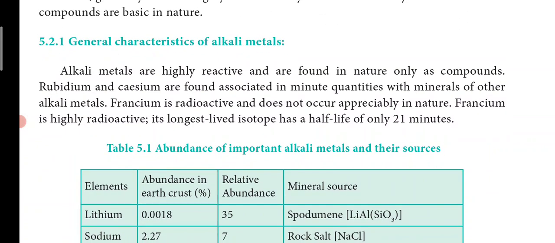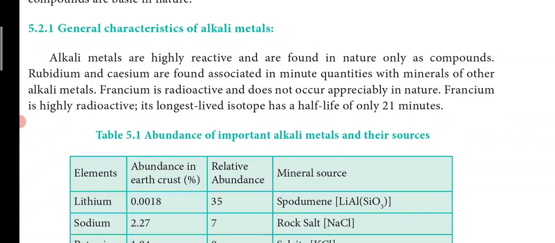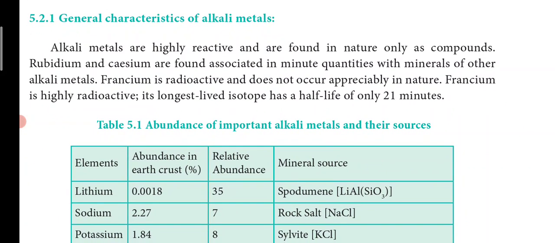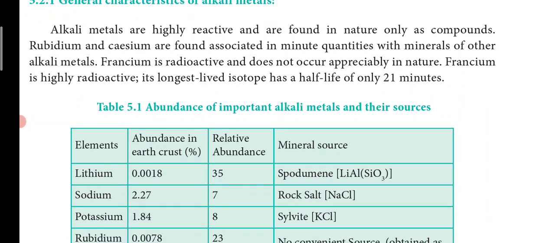So rubidium and cesium are found associated with the other alkali metals, present in minute quantities. And francium is radioactive and does not occur appreciably in nature. Francium is highly radioactive and its longest lived isotope has a half-life of only 21 minutes. The longest lived isotope lasts only 21 minutes, after that it disintegrates.